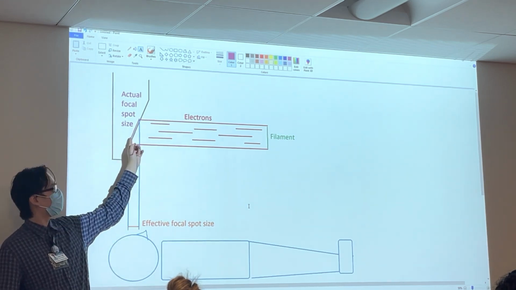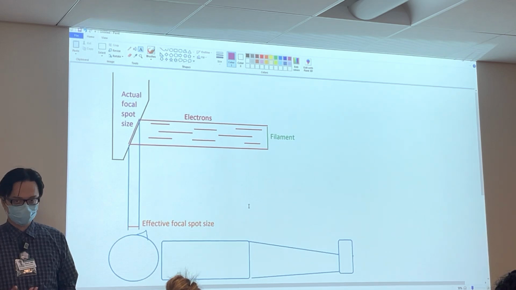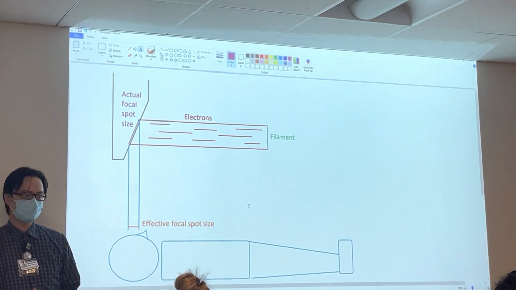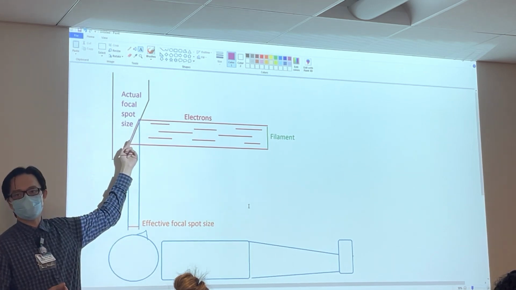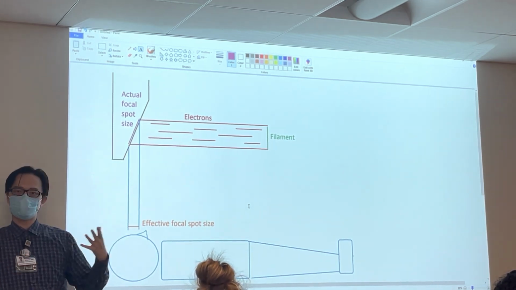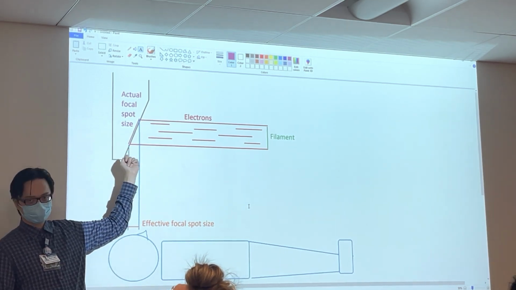So if this was small, it would be hard to do something like an abdomen, because an abdomen takes high kVp and high mAs. You could do a finger with a small focal spot size, but not an abdomen. You need a bigger focal spot size to do that. Is that where the angle comes in? So that's where the angle comes in.